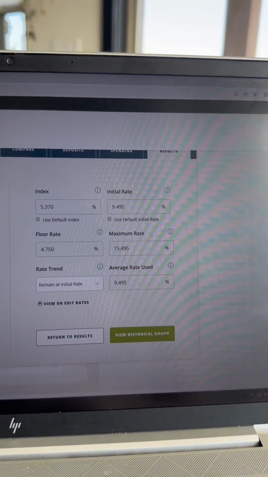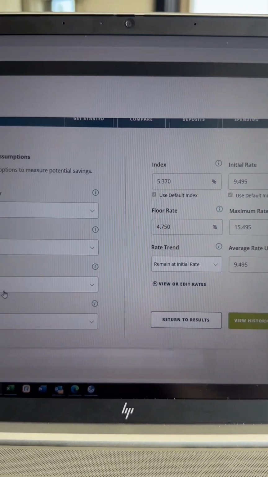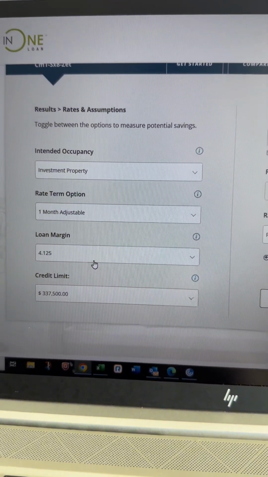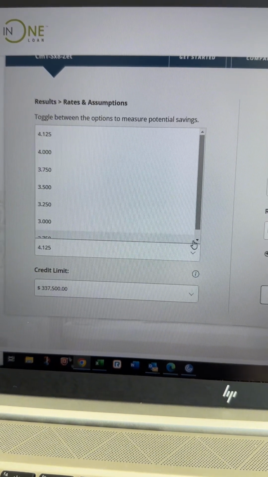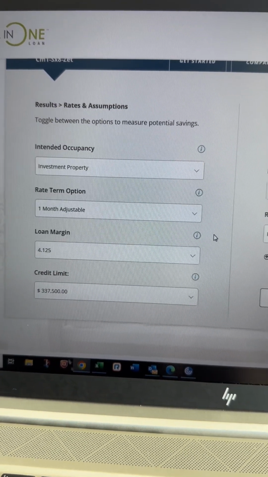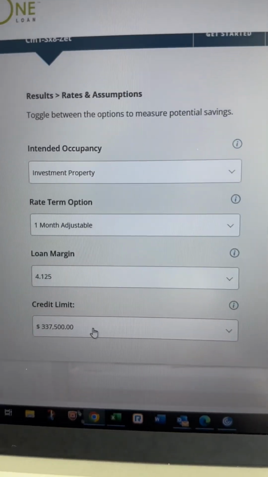And then it shows you here under the rates and assumptions what the loan margin is right now, which is what I showed you on that graph. Now remember that could go down. We're hoping to see that go into the 2s, but let's just leave it there for now. This would be your credit limit here.